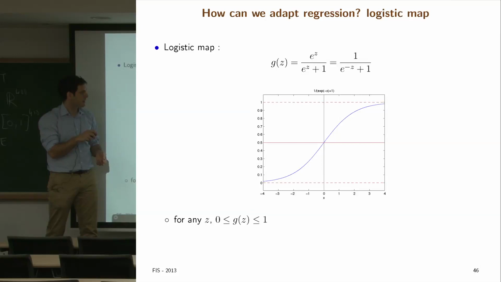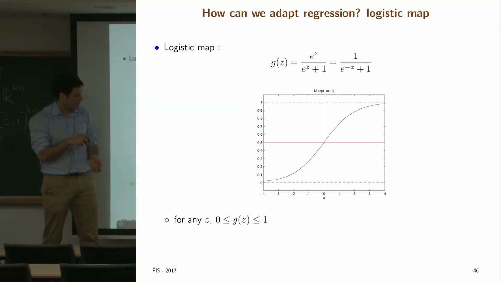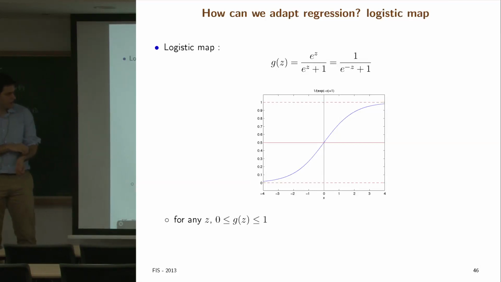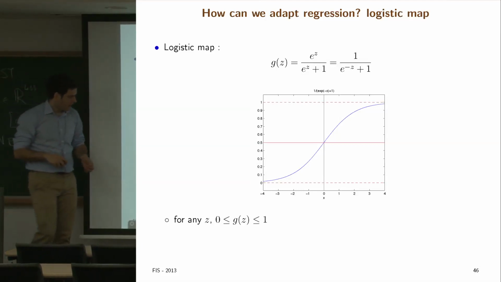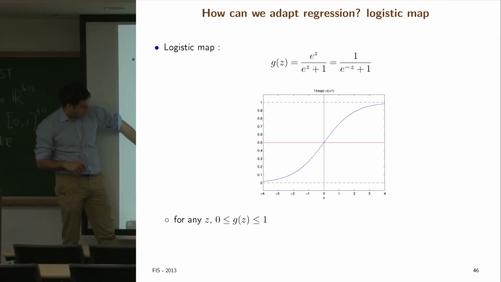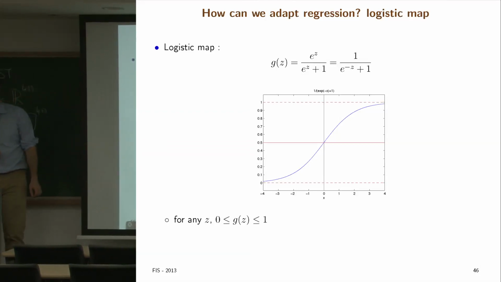It's a function. It's 1 divided by exponential minus z plus 1. If you plot it between minus 4 and 4, this is the function that you get. So you can see it like a smooth, it looks a bit like an arc tangent. It's like this function. For any values, g will always be between 0 and 1. Okay. So again, 1 divided by exponential minus z plus 1.